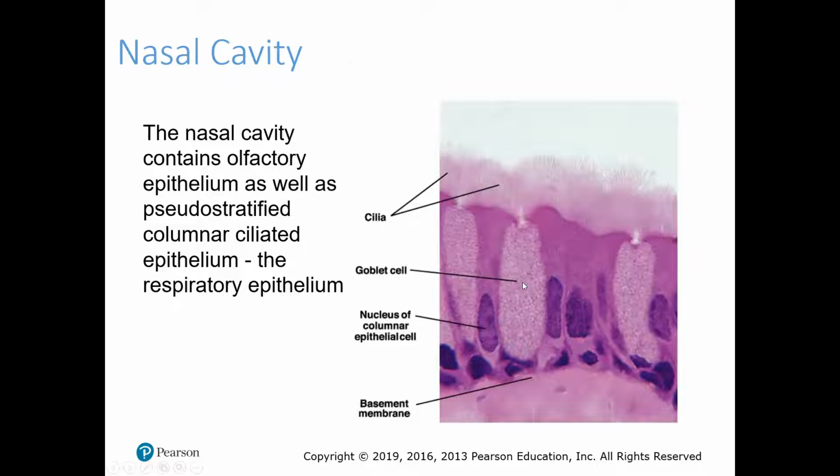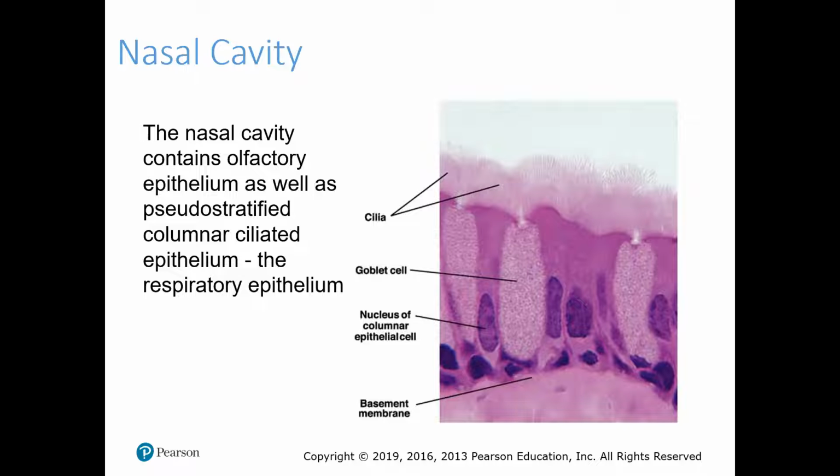These are goblet cells. Goblet cells secrete mucus. That's what they do. And they're adjacent to the columnar epithelial cells. And so the mucus has the job of moistening the air and cleaning up the air, because particles get stuck in the mucus. And then the cilia are going to push that mucus down into the pharynx, and eventually it finds its way into our esophagus where we swallow it.